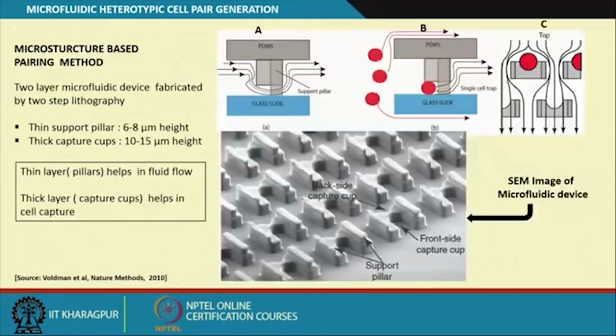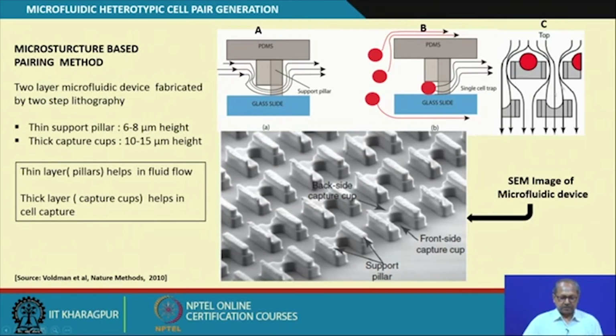Next is how microstructures could be utilized in a microfluidic platform to capture single cells, then pair 2 cells 1-1, then fuse. These are very beautiful structures, in terms of design and the flow behavior of the cells in the microfluidic chip. The principle is that you have a 2-layer microfluidic device fabricated by 2-step lithography. This is your support pillar and this is a capture cup.